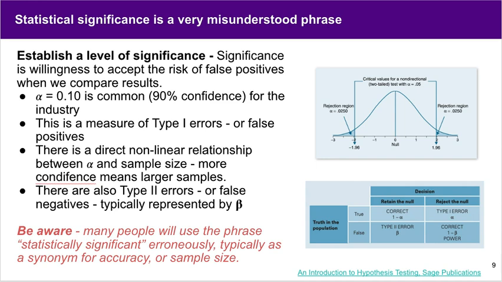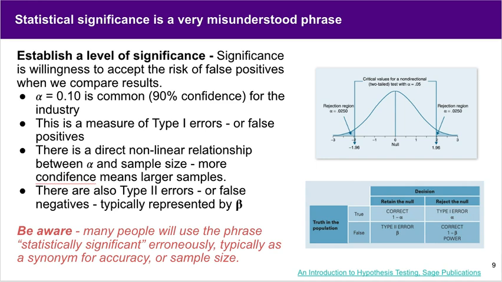Other things to be aware of with statistical significance, because they do seem to come up a lot. Sample size and alpha have a direct but non-linear relationship. So if you want to increase your confidence levels, you need a lot more sample size. There's also beta, which is false negatives. It's important to know that those reads exist. We just don't talk about them quite as much.